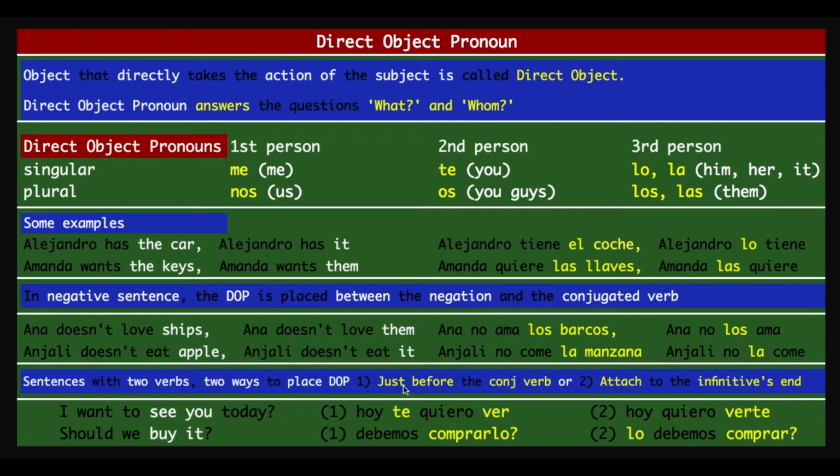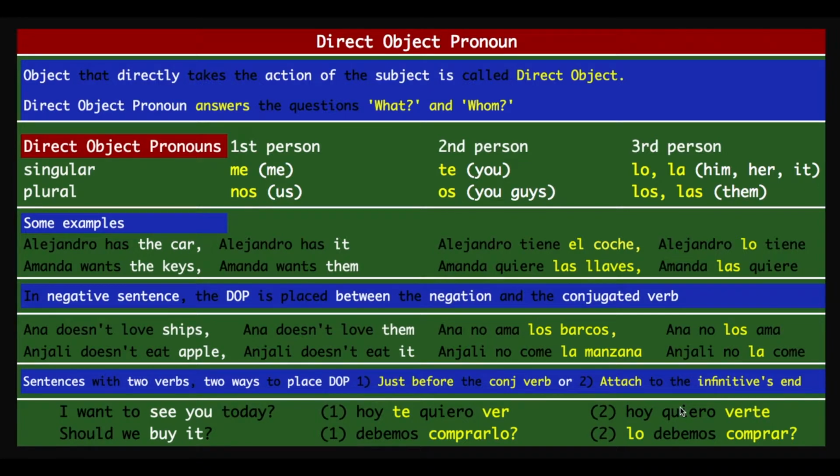So the first way of saying the same sentence is just before the conjugated verb. So hoy te quiero ver. Okay, so here te is the direct object pronoun because I want to see you. So you becomes the direct object. So here it is te, and it has come just before the conjugated verb, which is quiero. Quiero means I want, and it has come from the root verb querer, which means to want. So hoy te quiero ver is one way of saying it. The other way of saying it is te gets attached to ver. Hoy quiero verte. Today I want to see you.